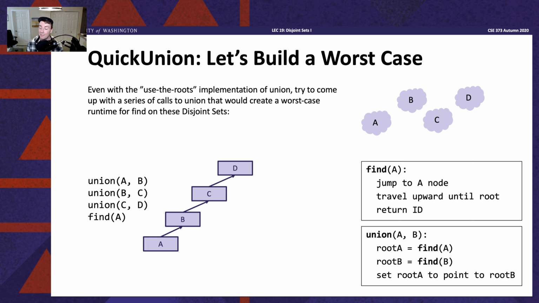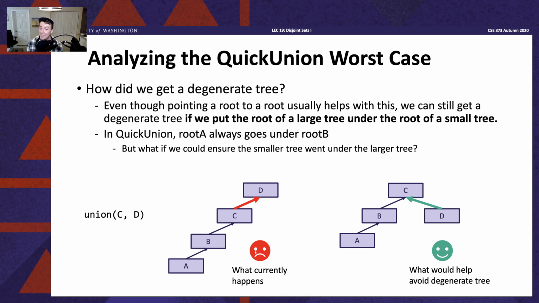It would be nice if we can try to guarantee that this tree was balanced. So it would be nice if we were trying to union C and D, and if we had C being ABC and D on its own, if we can be a little bit cleverer, a little bit more careful about how we organize these trees. Instead of making C the child of D, what if we made D the child of C? Just swapped the way that we made one the child of the other.